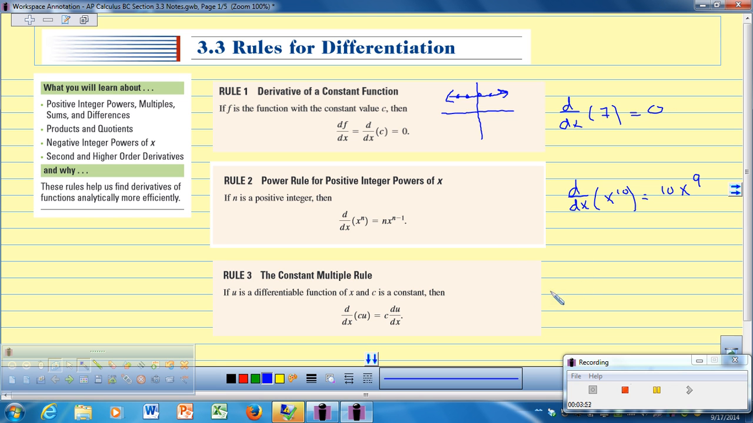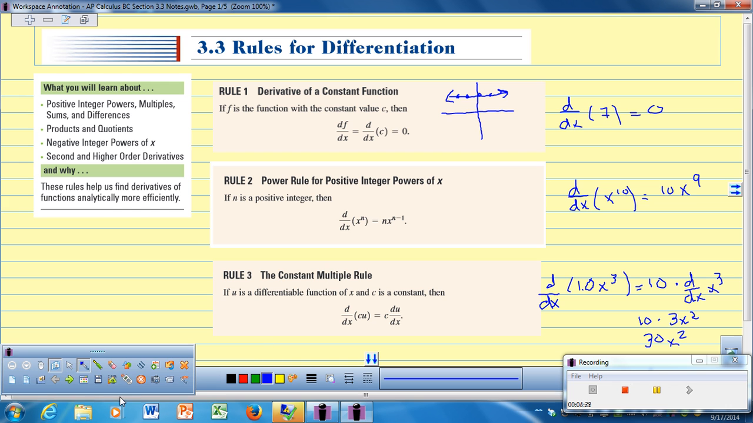And then the third rule on this page says that if we have something like a constant multiplied by a function of x, so if we were taking the derivative of 10 times x cubed, then that 10 can come out in front times the derivative of x cubed, which would be 10 times 3x squared, or 30x squared. So there are our first 3 rules.